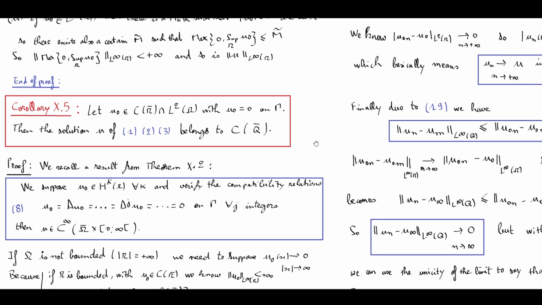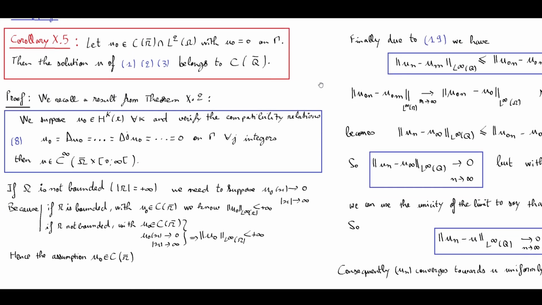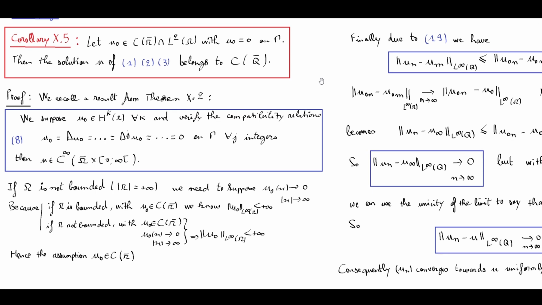Proof. For the proof, we recall the result from theorem 10.2. We suppose that U0 is in H^k of omega for all k and verify the compatibility relations 8, where U0 equals Laplacian of U0 equals Laplacian j of U0 equals 0 on gamma for all j integers. Then U, the solution, belongs to C infinity of omega bar times 0 to infinity.